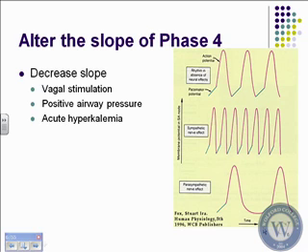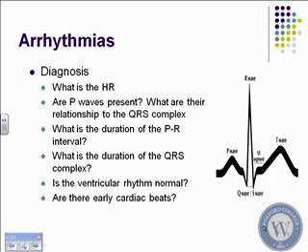Decreasing the slope will, of course, be the vagal stimulation, which causes the receptor that I just talked about, the muscarinic receptor, to be activated, leading to more potassium coming out of the cell, which decreases the slope, and as a consequence causes a delay in heart rate. The other things that can actually make the decrease in slope are positive airway pressure and acute hyperkalemia.